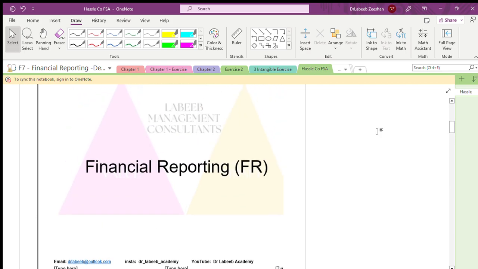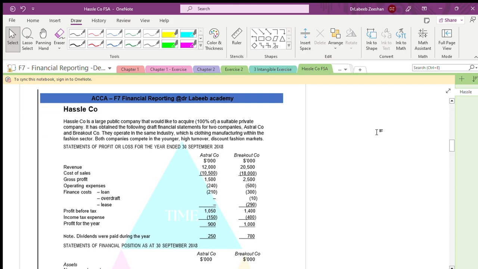Now, what they say, Hassel Company is a large public limited company that would like to acquire 100% of a suitable company. They want to acquire another company. Okay, fine. It has obtained the following draft financial statements of two different companies, Astral and Breakout. They operate in the same industry, which is clothing manufacturing business. Within the fashion sector, both companies compete in the younger market, they target younger age people. They have the high turnover and they give discount fashion markets. Right? This is the basic background.